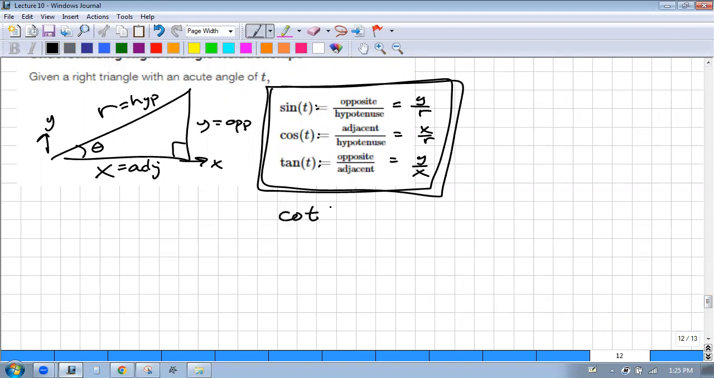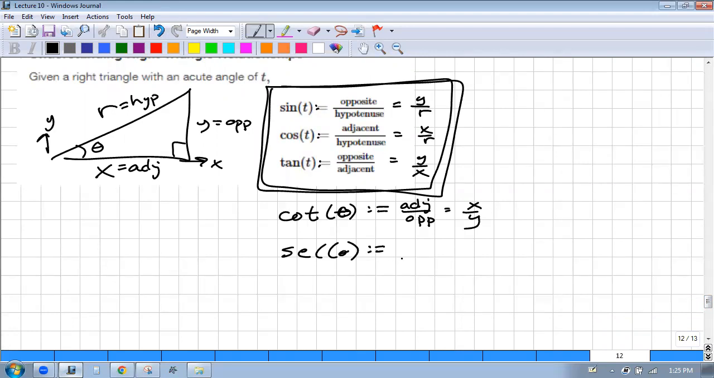We have cotangent, whatever you want to call the angle. I like to call it theta. Cotangent was the reciprocal of tangent. So instead of opposite over adjacent, it's adjacent over opposite, right? X over Y.